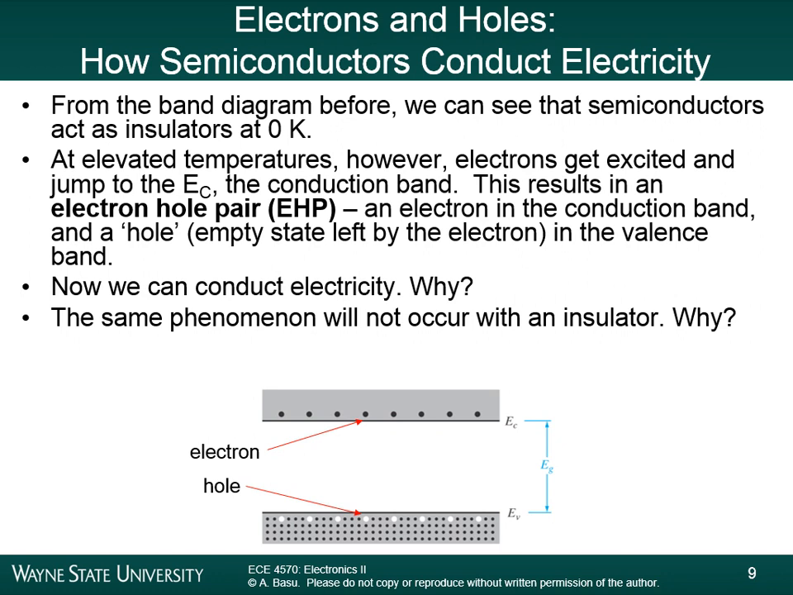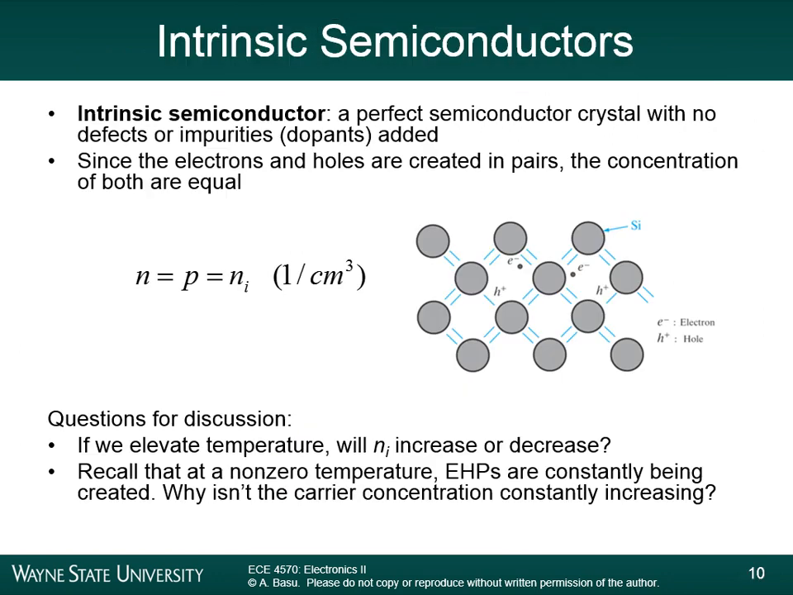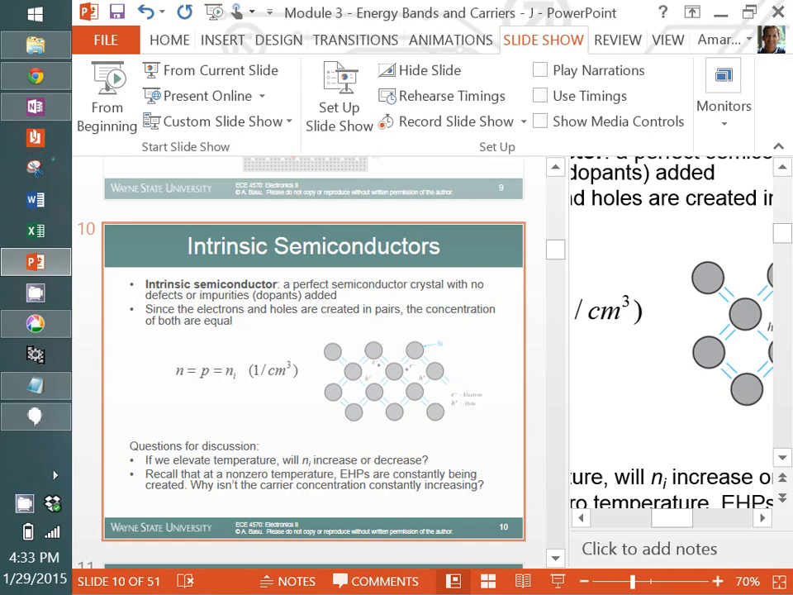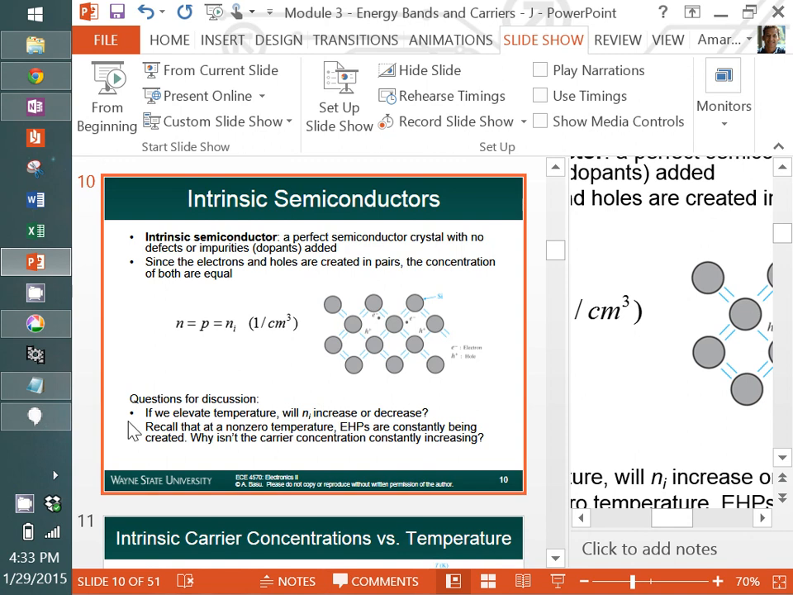The same phenomenon will not occur with an insulator because the energy band gap is very large. So it would take a lot of energy to get the electrons to go from one band to the other. Okay, so let's stop there. Let's just take a few minute break.